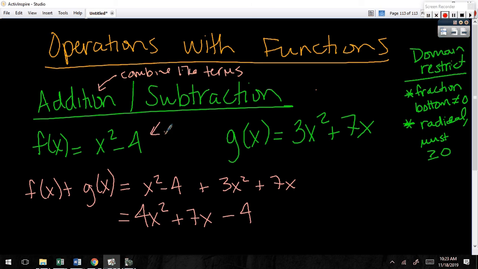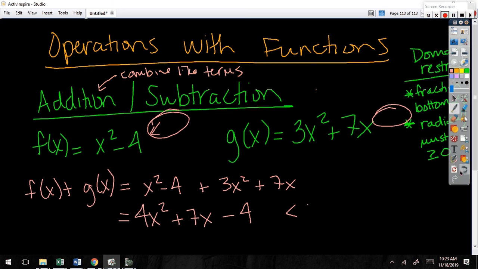What would happen is you would take the restrictions of f and the restrictions of g and combine them into one set of restrictions for the combined. It's not as hard as it sounds, and I'll show you an example. It's really easy. Those two by themselves, there are no restrictions. The domain would be all real numbers, negative infinity to infinity.